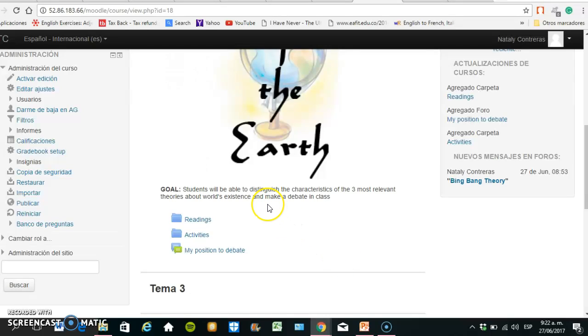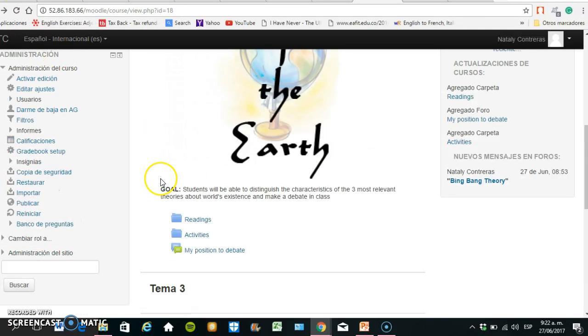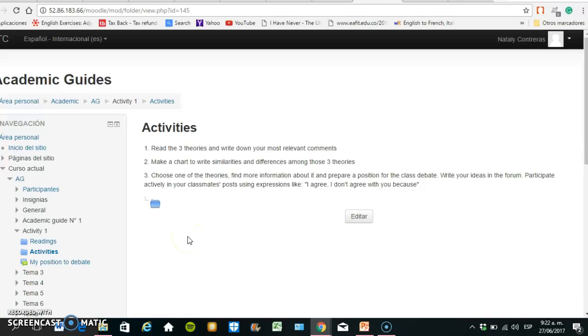Students will be able to distinguish the characteristics of the 3 most relevant theories about Earth's existence and make a debate in class. The first activity they have to do, they are going to find the different readings where they are going to find information. So here, the teacher is going to post which activities they should do.